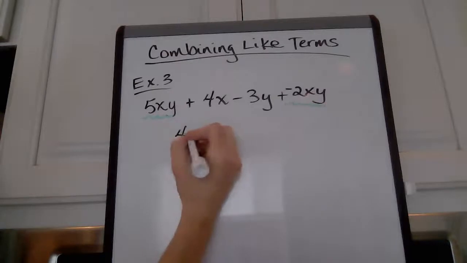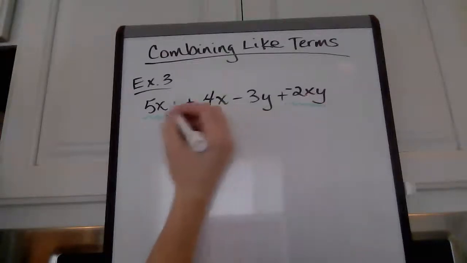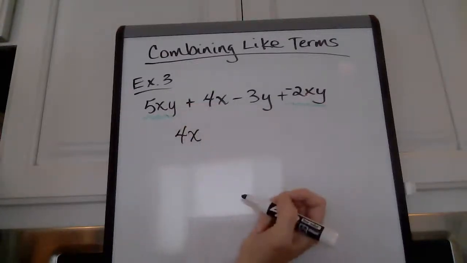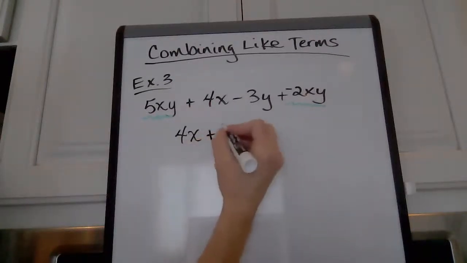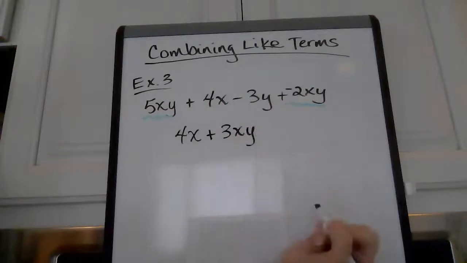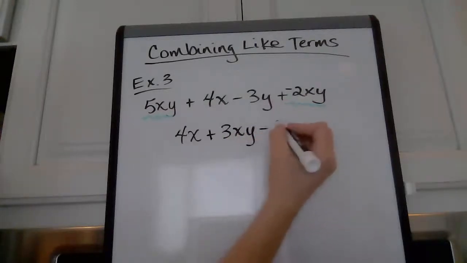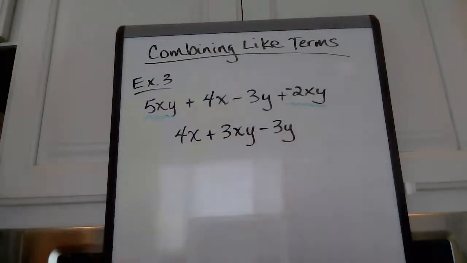It's going to go out front. We're going to put the xy's together in the middle. I have 5 of them here and negative 2 of them here. That means I have positive 3 of them all together. And then our minus 3y doesn't have anything to be combined with. So that is as simple as that gets.